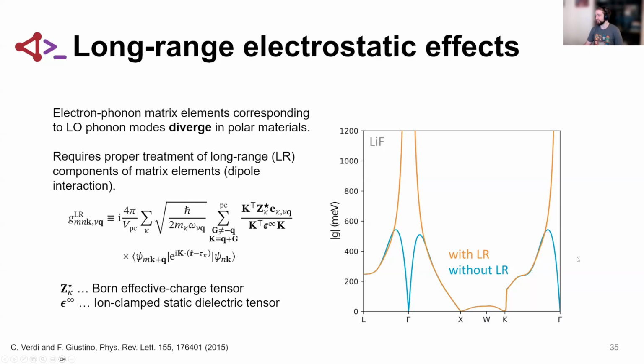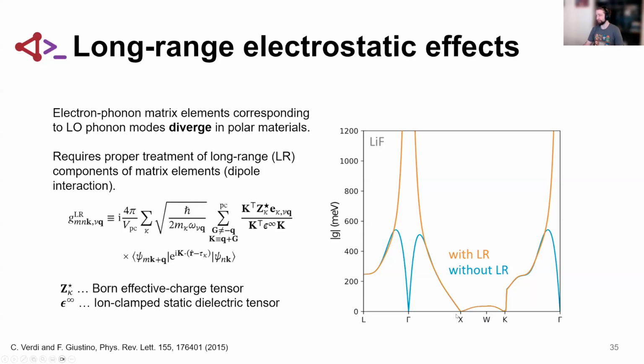So here I show the example of lithium fluoride, a really, really highly polar material. If you do not account for these long-range corrections and you have a moderately sized supercell, then you will see that your matrix elements here will go towards zero as you approach the gamma point. So that's the long wavelength limit where these polar effects are the strongest. However, if you activate this long-range correction, the behavior is quite different. In fact, you diverge as you go to the gamma point.